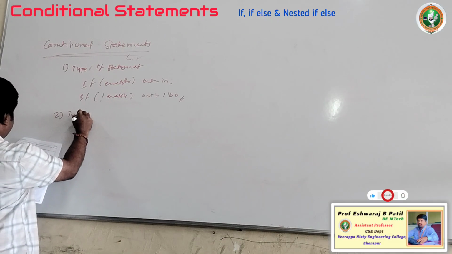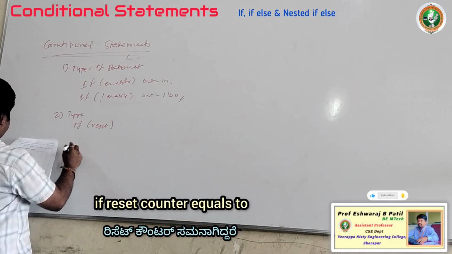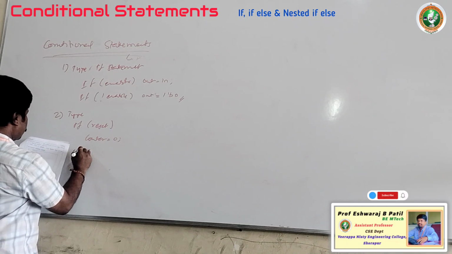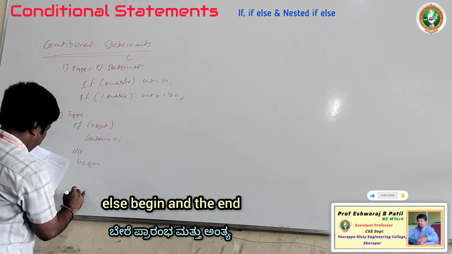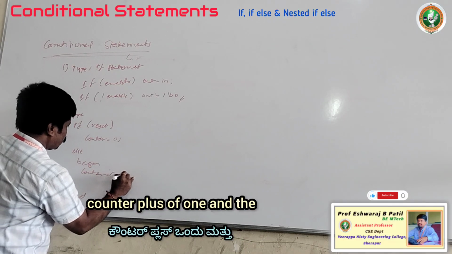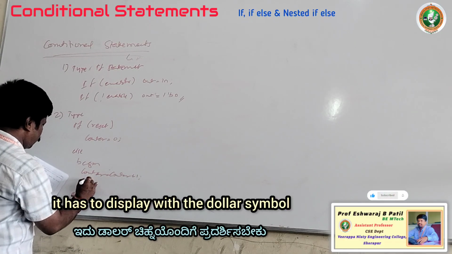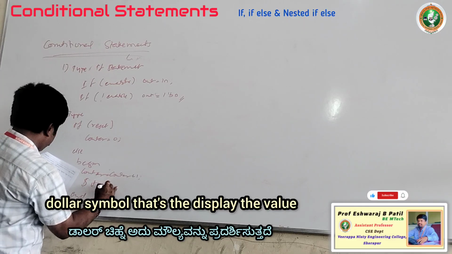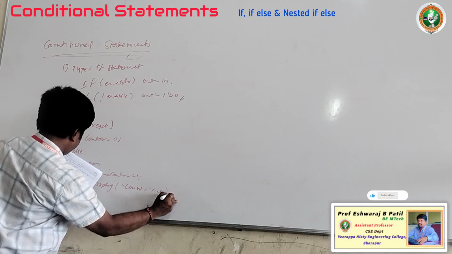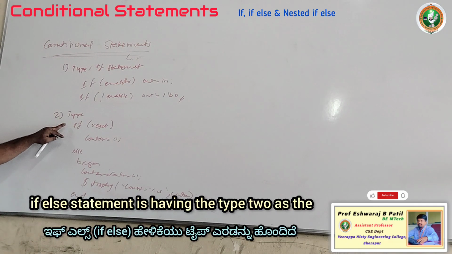Second type, how does it look? If reset equals to 0, the counter equals to 0, else begin and end. If the counter equals to counter plus of 1, and it has to display with the dollar symbol, that's the display, the value as the count equals to percentage of this counter. It means here the if else statement is having the type 2 as the if else statement.